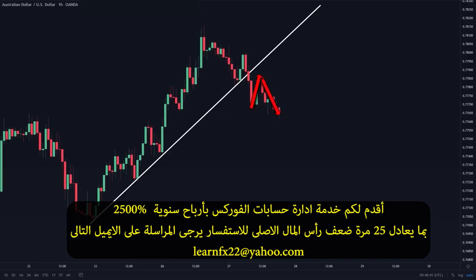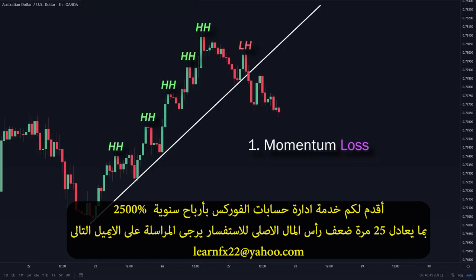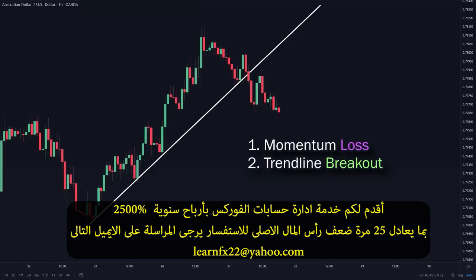Now notice what the price is currently forming. It formed lower highs and lower lows, which means we now have a current downtrend. So let's recap what we have currently. First, we have momentum loss indicated by the price failing to form higher highs. Then, we have a trendline breakout indicating that the uptrend structure was broken. And finally, we have a current downtrend because price is forming lower highs and lower lows. So all these factors combined have confirmed that the trend has shifted to the downside.